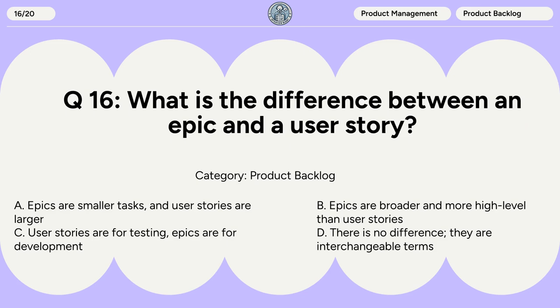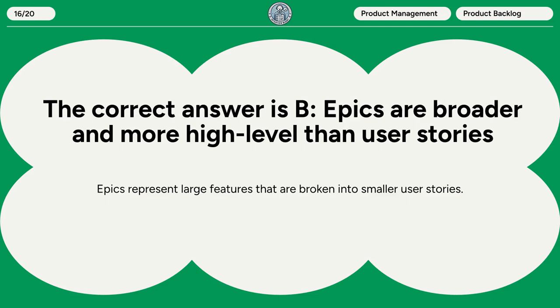Question 16. What is the difference between an epic and a user story? A. Epics are smaller tasks, and user stories are larger. B. Epics are broader and more high-level than user stories. C. User stories are for testing, epics are for development. D. There is no difference, they are interchangeable terms. The correct answer is B. Epics are broader and more high-level than user stories. Epics represent large features that are broken into smaller user stories.